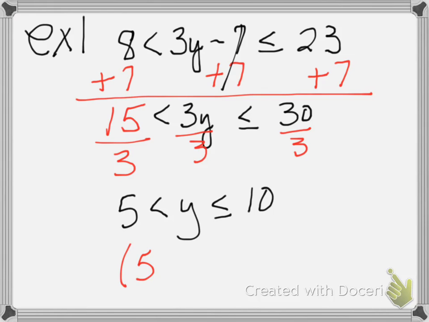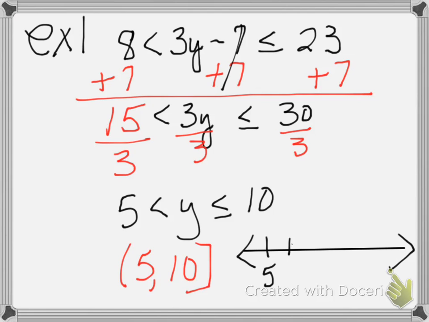Now, we need to put it in interval notation. Remember, you read from left to right. And there is not an equal sign with the 5, so we're going to use a parenthesis: 5, comma, 10 with the bracket. And there's the number line.